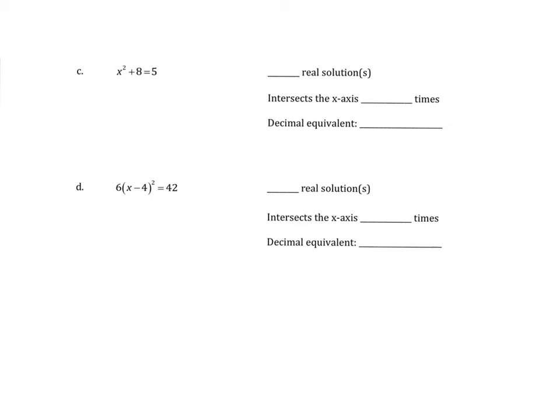Okay, example C asks us to solve x squared plus 8 equals 5. Again, our goal is to isolate x, so I'm going to subtract 8 from both sides, and I get x squared equals negative 3. To isolate x, I'm going to take the square root, and at this point we should pause because I have plus or minus the square root of a negative number. That's a problem. We cannot take the square root of a negative number. That's actually an imaginary solution.